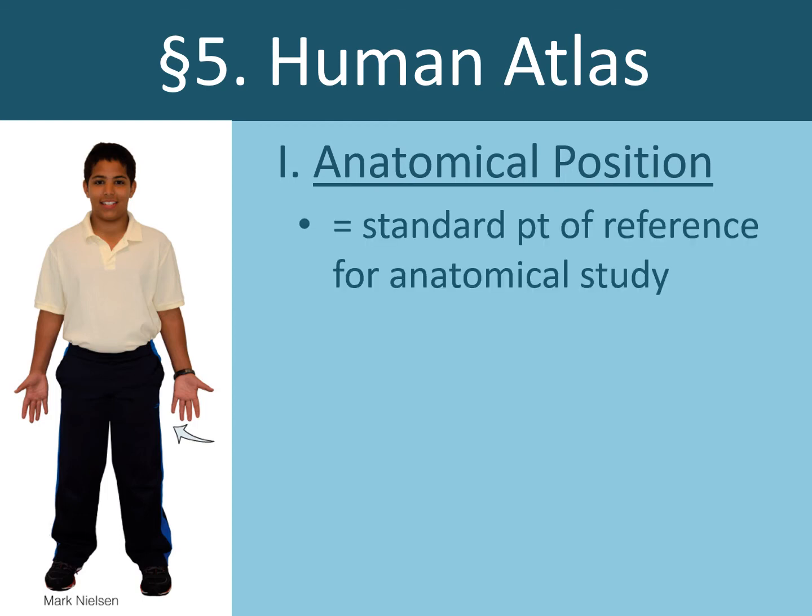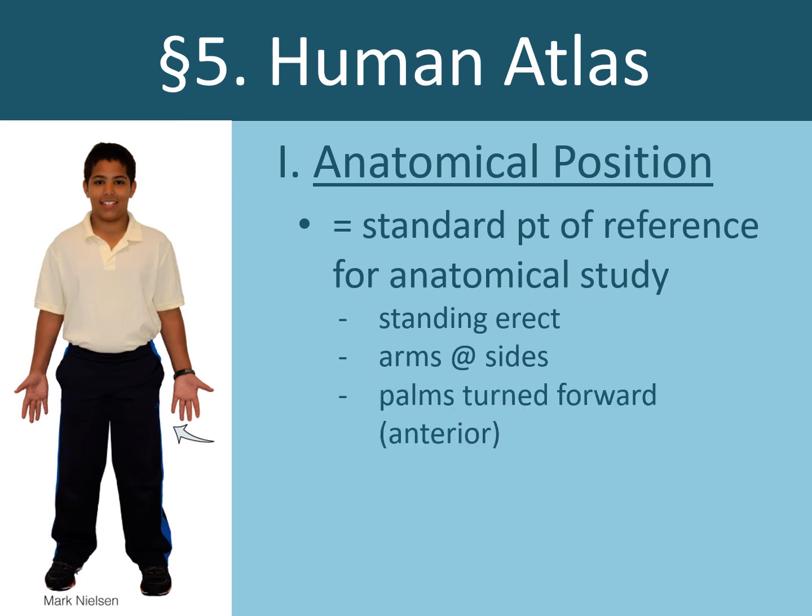To begin, let's define anatomical position. This is a standard point of reference for anatomical study. So the human body must be in a certain position for us to describe locations of parts properly. This position is when a person is standing upright, their arms are at their sides, their palms are turned forward or anterior, and the eyes are pointing forward.